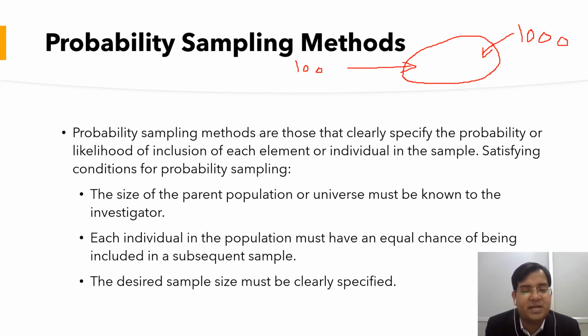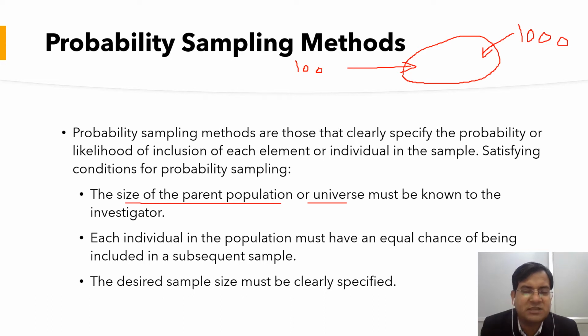Broadly, it is an umbrella term. Under probability technique there are a lot of other techniques as well, but broadly if we use the method of probability, it comes under probability technique. First of all, if we want to use probability technique, we must know the size of the parent population. Without knowing the parent population, or universe, which is the alternative word for population in research, the investigator cannot proceed. It must be known to the investigator.